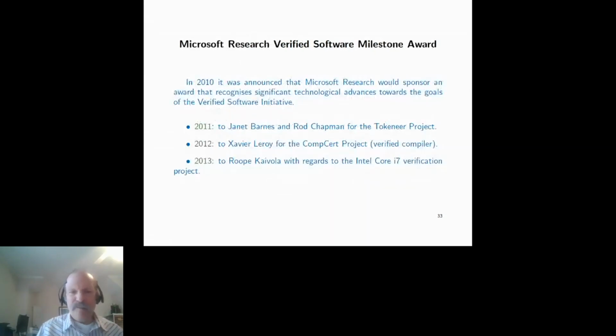In fact, Microsoft Research announced in 2010 that they would sponsor an award that recognizes significant technological advance towards the goal of the Verified Software Initiative. They gave an award in 2011, 2012 and 2013, and I can find no trace of any award after that. Somehow it fizzled out. But that is not to say there has been no progress in verified software.